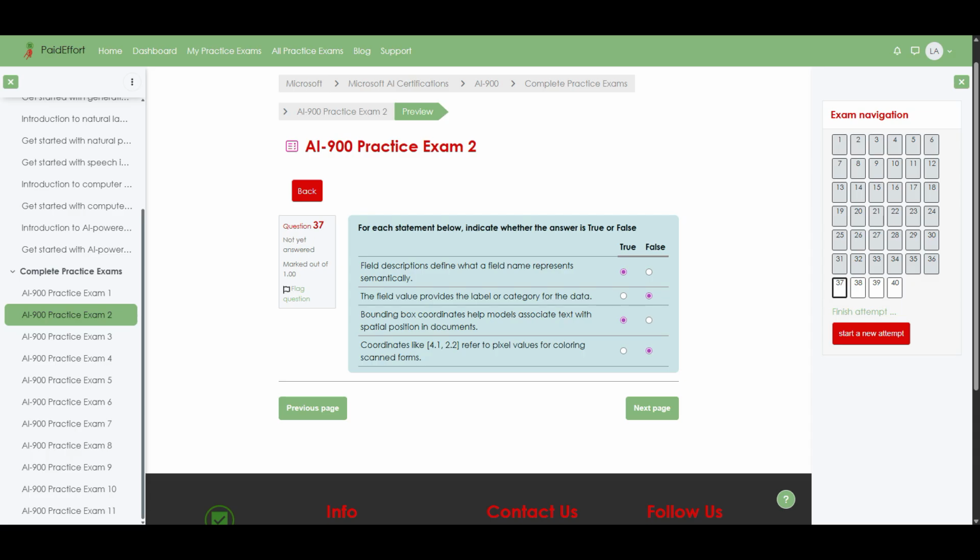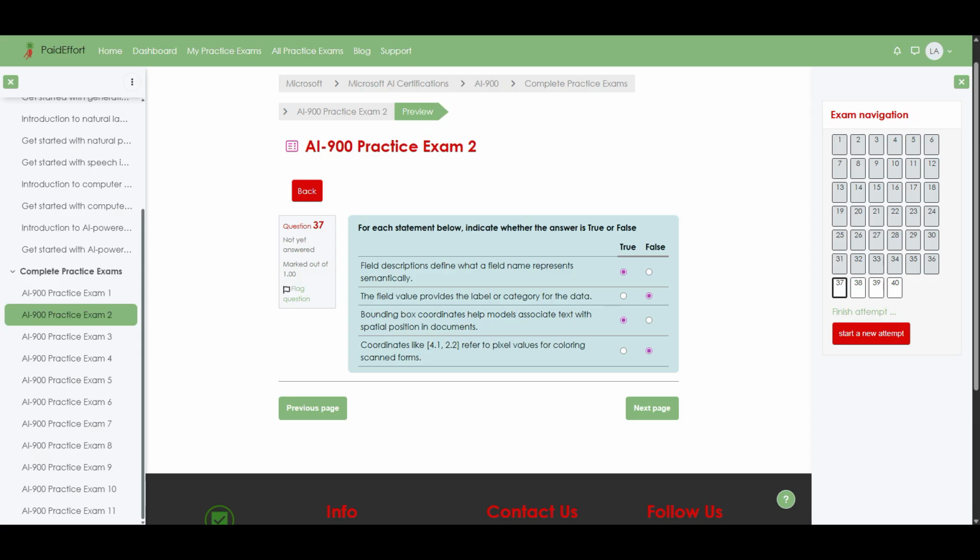First, field descriptions are indeed used to explain the meaning or context of a field name. For example, a field called due date might have a description that clarifies it refers to the deadline for payment, helping models and users interpret data more accurately. Next, the idea that the field value provides the label is incorrect. The label or category is the field name itself, while the value is the actual content being extracted, like John Smith, being the value for a field named customer name.